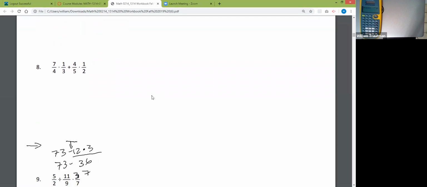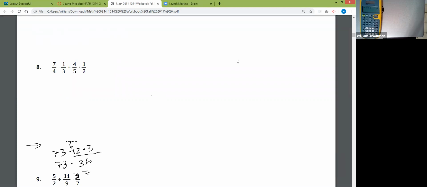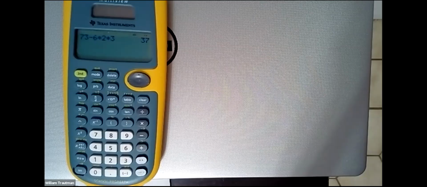Oh, even fractions. So I'm going to write this down. I'm just going to do it on my calculator: 7 over 4 times 1/3 plus 4 over 5. I should have gone to school today and picked up a workbook for me. All I have is this online workbook.